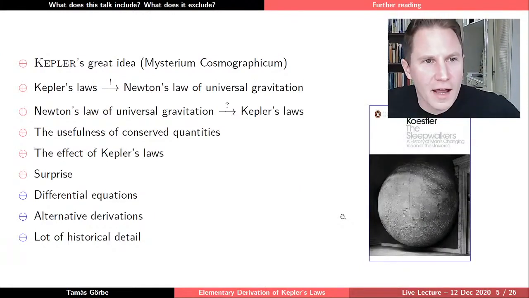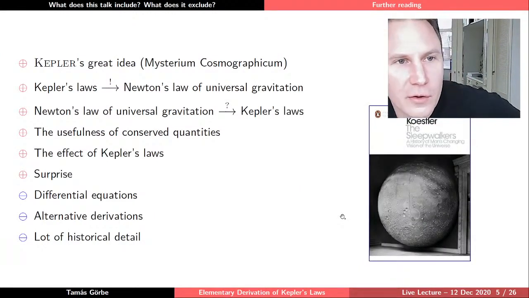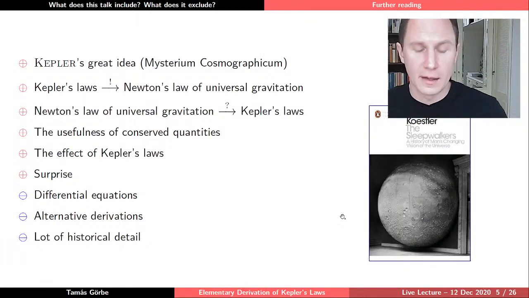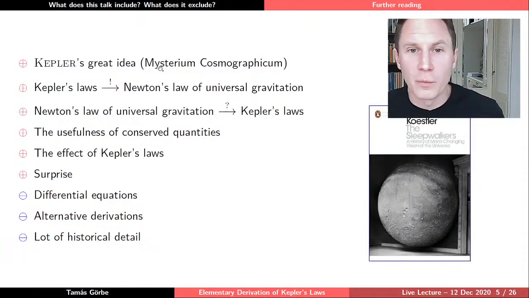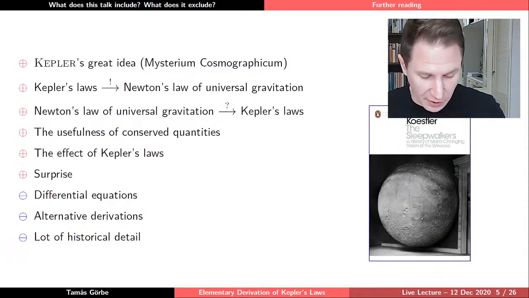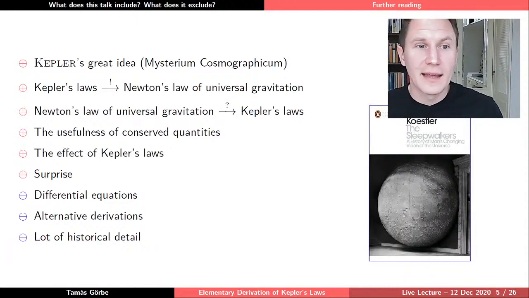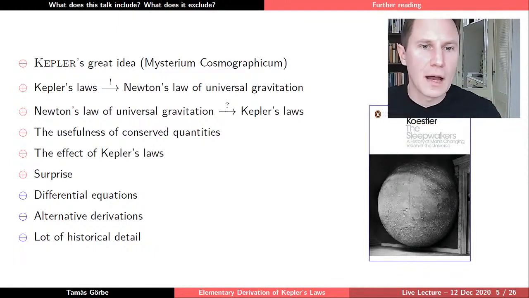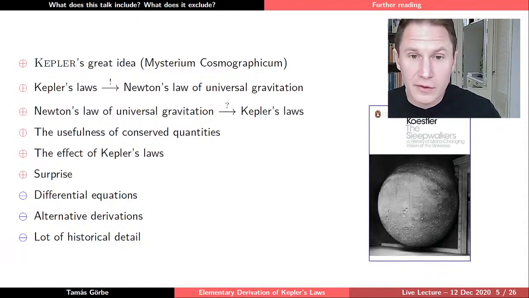Maybe it's time for me to tell you what's going to be included in this talk and what won't be included in this talk. We've already seen Kepler's great idea. This is called the Mysterium Cosmographicum. It was a great idea, but alas, it was wrong. Then just now we've seen how Kepler's laws can be used to derive Newton's law of universal gravitation.